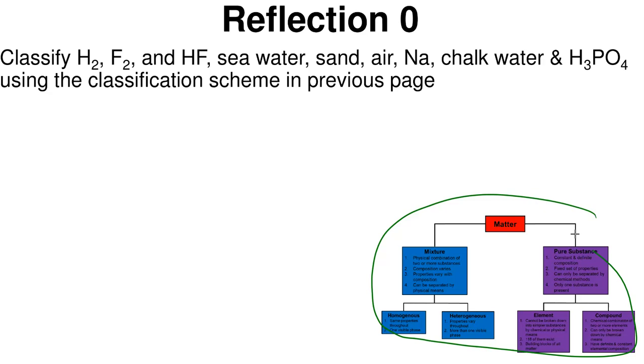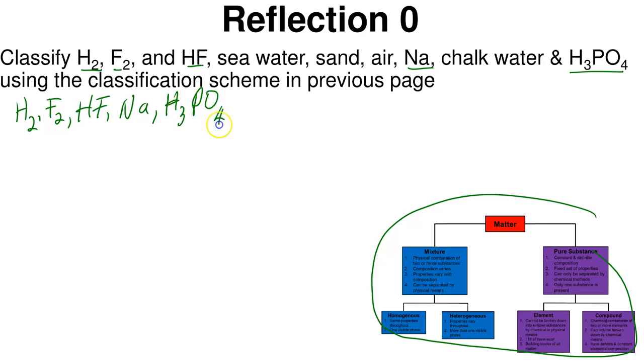So let's start with pure substances. Looking at this, hydrogen is a pure substance because that is the atomic element hydrogen. So H2, F2, HF, which is a compound. Which one again? Seawater is not, sand is not, air is not. Okay, sodium. What else? And phosphoric acid, I would say phosphoric acid, H3PO4. These are all pure substances. That's how you classify these ones.